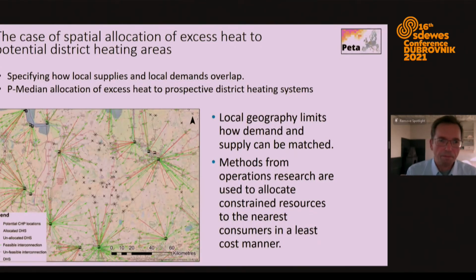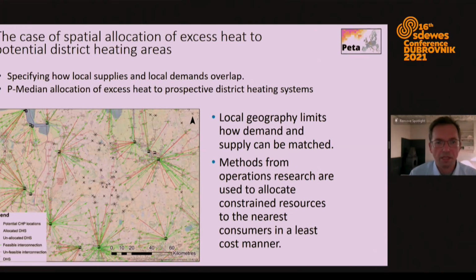Now finally, as I mentioned before, spatial allocation is an interesting field of study. This is from Heat Roadmap Europe, where we looked at available excess heat from industry, which could be used in existing or potential district heating schemes. So by using p-median allocation of excess heat to prospective district heating systems, we were able to establish a connection between demand and supply. The problem is that supply is limited because it is based on the industrial processes applied.